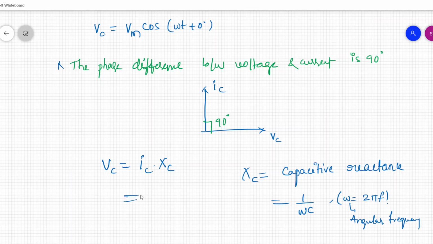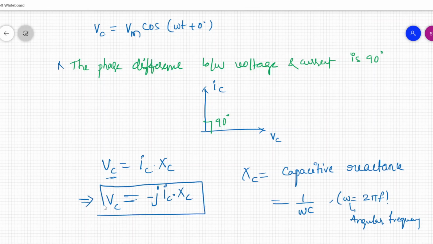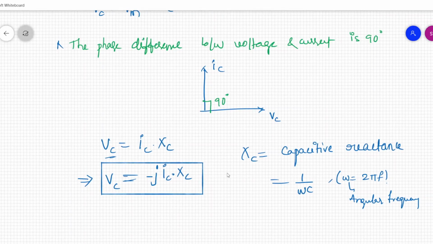Okay, so our capacitor is having a negative. That means here, if you observe, we are writing voltage. So here current is leading. Current lead will be represented with a negative J operator, that is minus J into IC. That means here voltage is lagging the current by 90 degrees. This is the definition of this expression. Here voltage is lagging the current by 90 degrees, our current is leading the voltage by 90 degrees. Okay, so this is about RLC components in sinusoidal steady state.